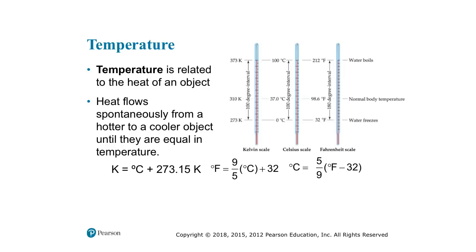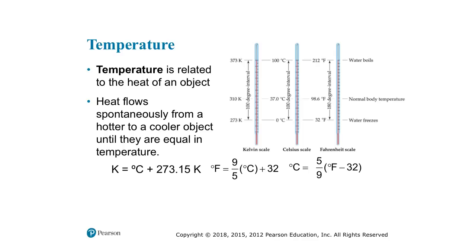Temperature does have a base SI unit of Kelvin. The Kelvin scale is our temperature in Celsius plus 273.15. Now the interesting thing about temperature, before we get into the different scales, is that temperature is related to the heat of an object, and heat flows spontaneously from the hot object that has more energy to the cooler object that has lower energy.